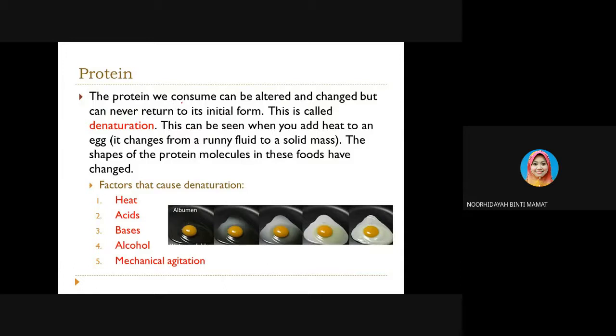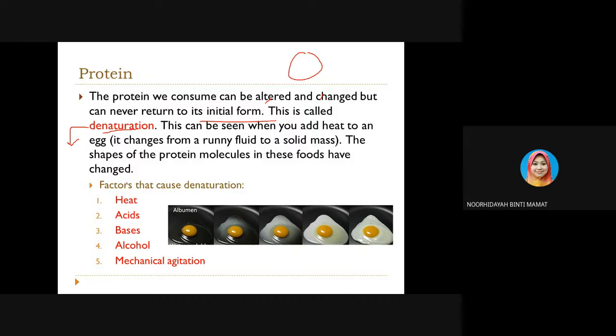The protein we consume can be altered and changed, but can never return to its initial form. When we have altered or changed the structure of the protein, it can never return to its initial form. This is called denaturation. At the end of our lecture, we'll focus on denaturation. This can be seen when you add heat to an egg, for example here.